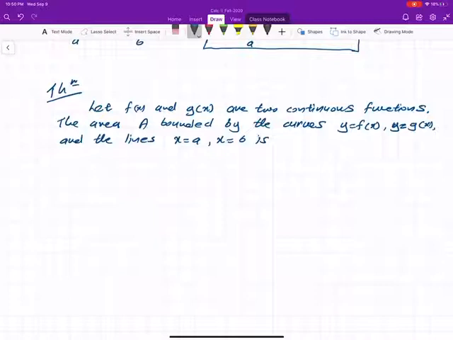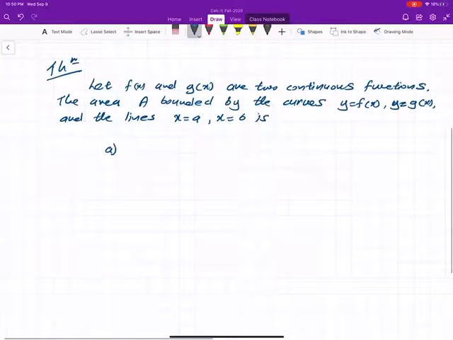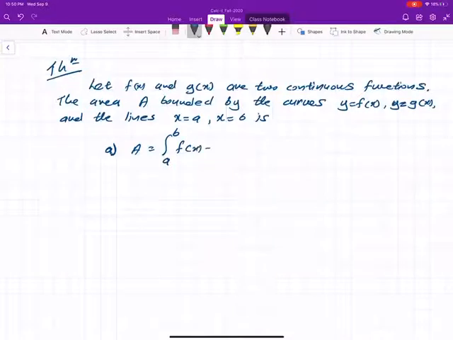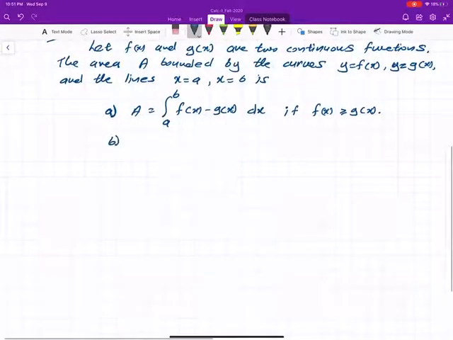So now I'm going to write down the area. First case, part A: this area A equals the integration from a to b of f of x minus g of x dx, if f of x is greater than or equal to g of x. Then part B, I'm sorry, it is the same.